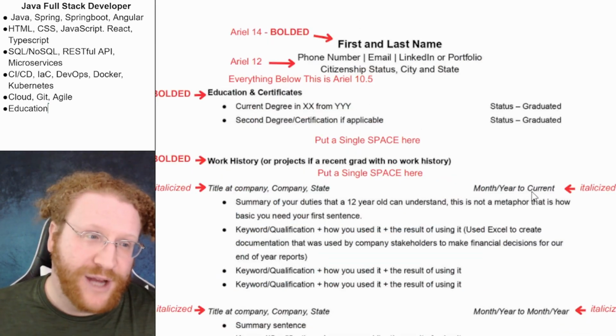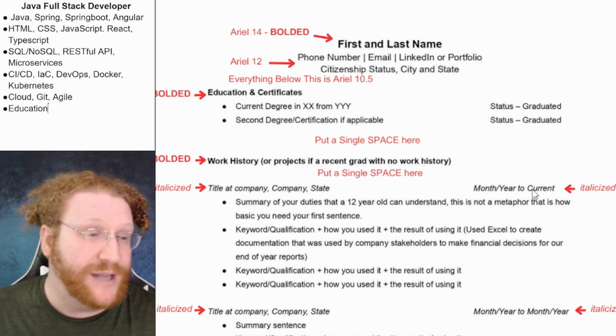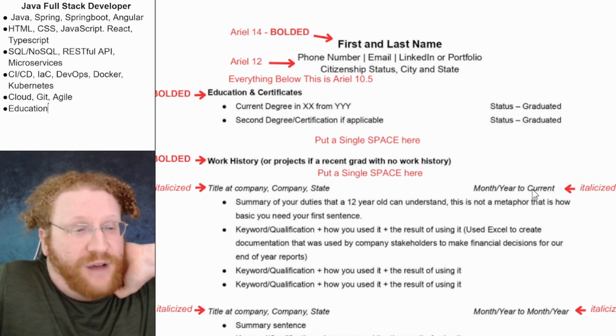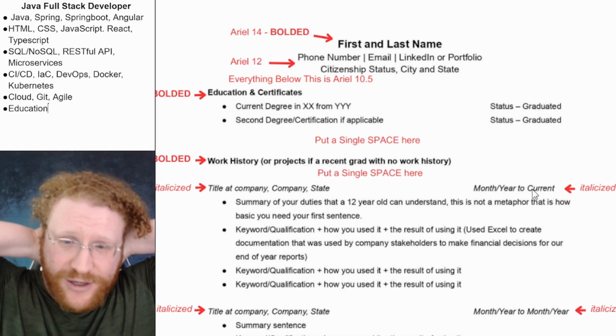Do not lie about your dates. Otherwise, it's not a big deal until you get an offer and you fail the background check. And then you would have gotten the offer anyway, so you just hurt yourself. Please do not do that.